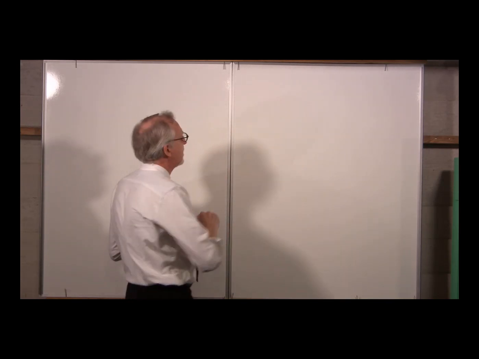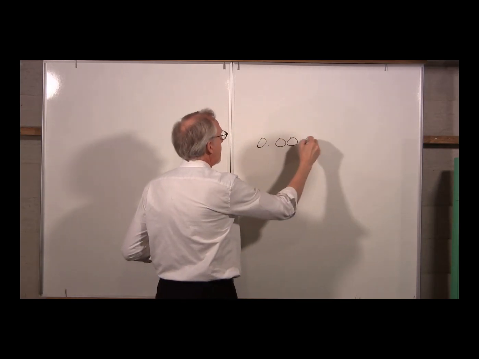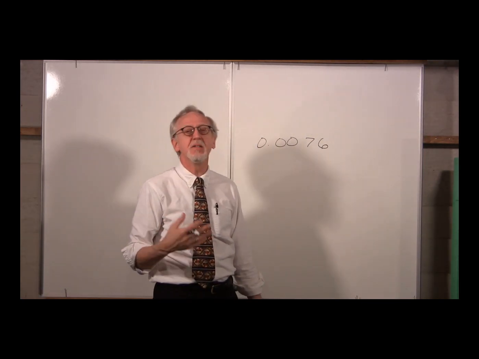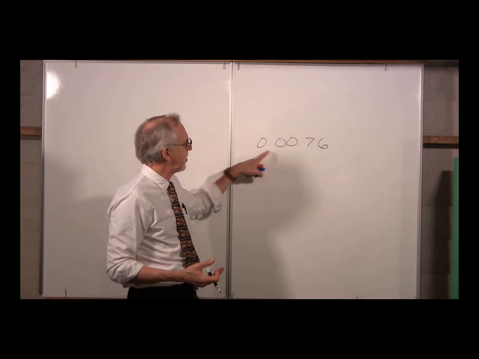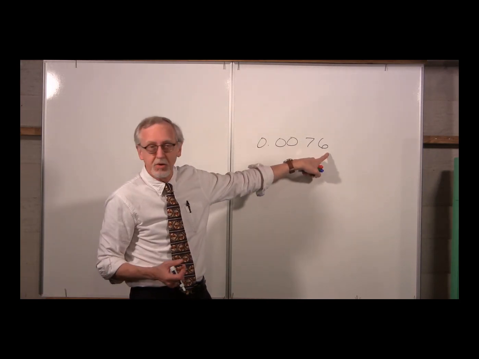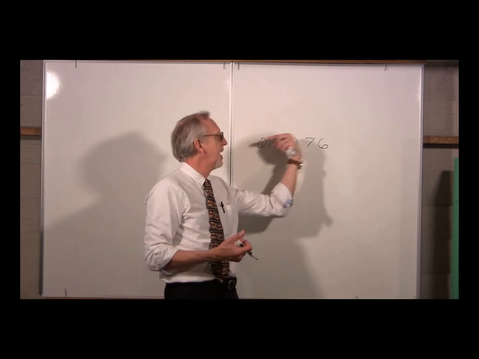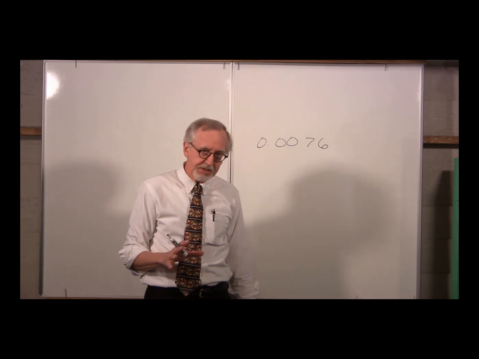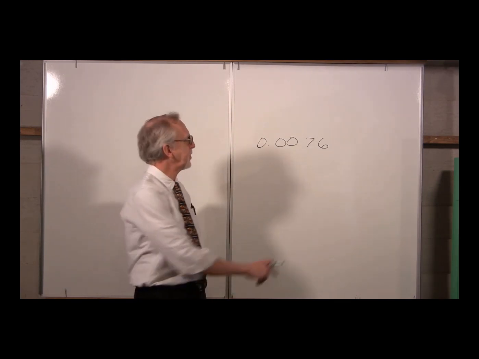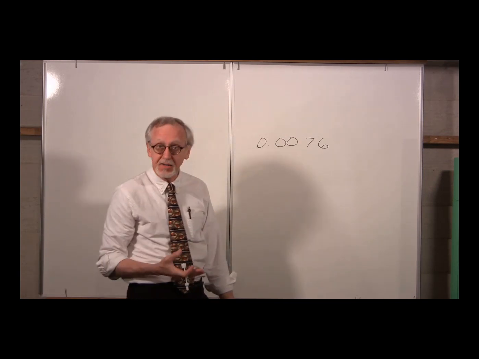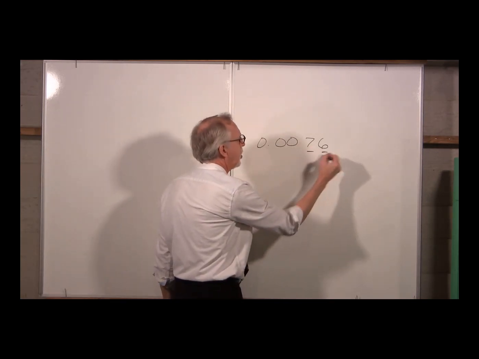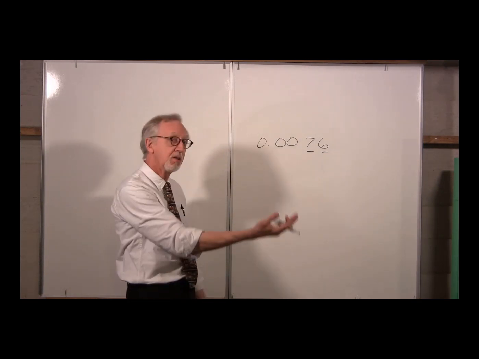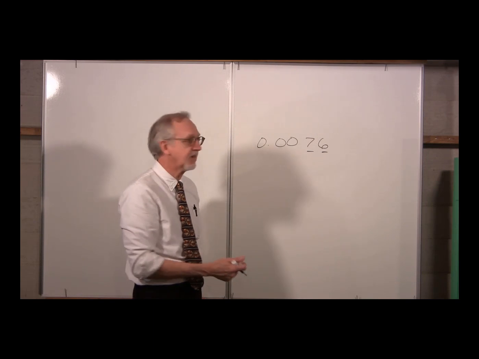So what about a number like 0.0076? Zeros to the left of non-zero digits. These zeros, 7, 6, those are the non-zero digits. These zeros are to the left side of the non-zero digits. Zeros to the left of the non-zero digits are never significant. So these zeros are not significant. So we have only 2 sig figs. It doesn't matter how many zeros there are, if they're all to the left of the non-zero digits, they're not significant.